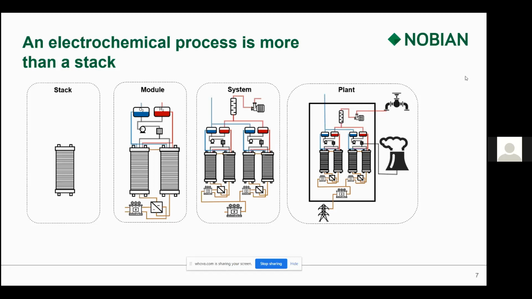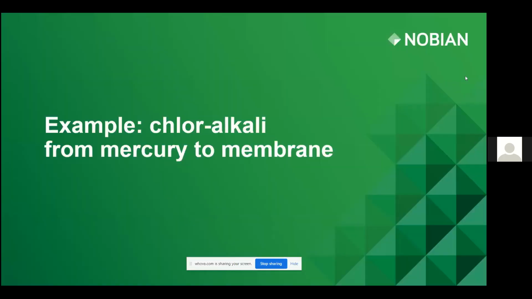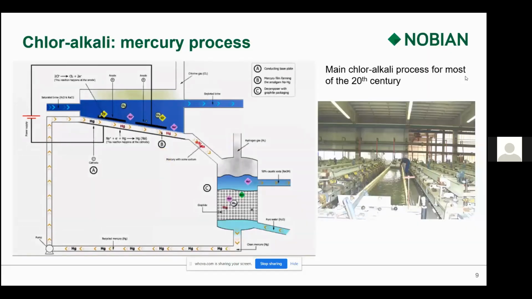And that's something you really already have to take into account when designing your electrochemical stack. Now, what I want to do now is just give some examples about processes, one process that has been scaled up in the past. And that's the chlor-alkali process. A beautiful process, of course, since I work for a chlor-alkali company.